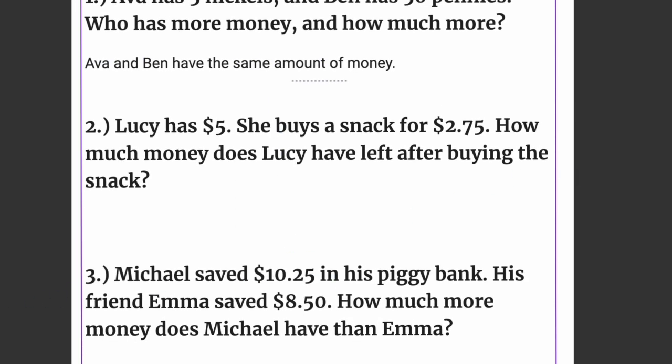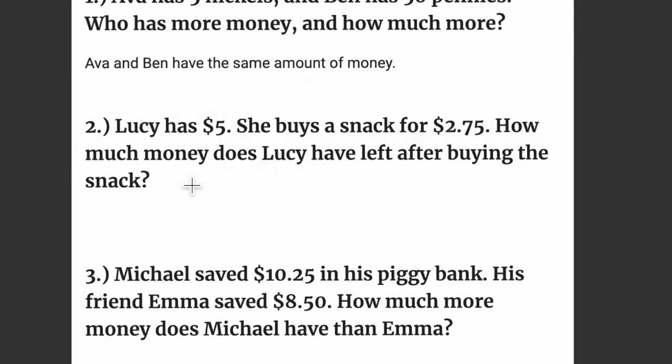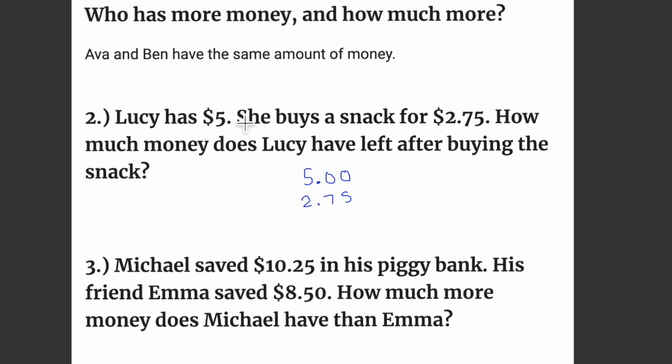Number 2, Lucy has $5. She buys a snack for $2.75. How much money does Lucy have left after buying the snack? So we have to subtract 2.75 from 5. And the way you can do that is put the 5 on top and put a 2.75. Now, if you have a number that doesn't have a decimal place, it always has an invisible one, like that. So $5 is equal to 5.00. And simply subtract those.